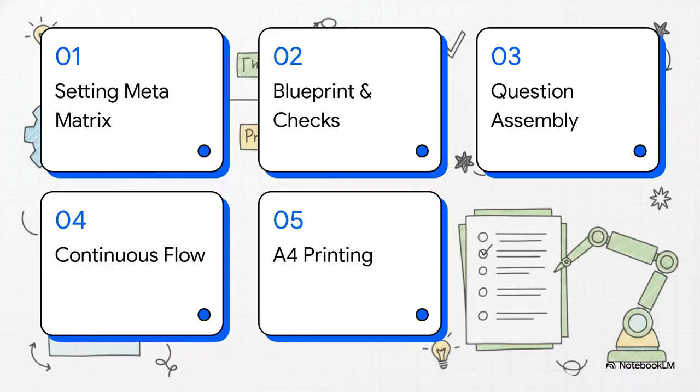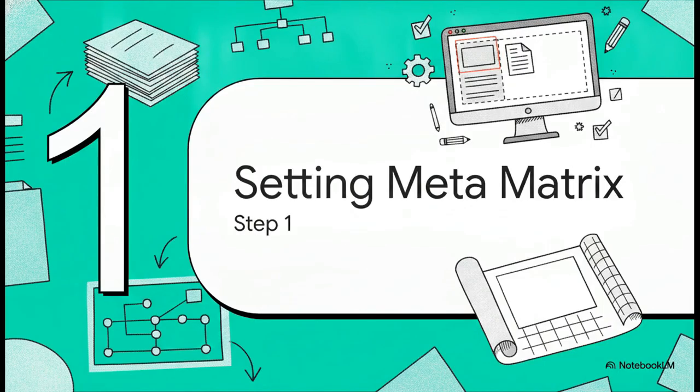Here is our quick roadmap for today. Welcome to the studio, setting the meta matrix, blueprint and quality checks, dynamic question assembly, beautiful continuous flow, and finally, flawless A4 printing. All right, step 1, setting the meta matrix.